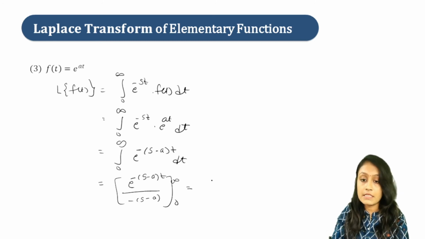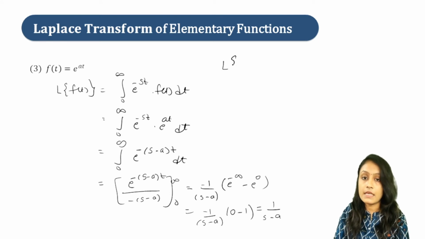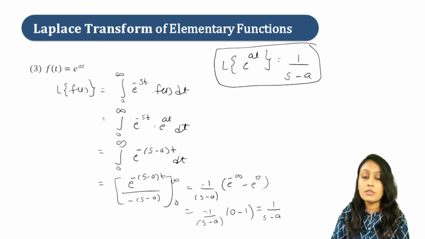Now this minus 1 upon s minus a we take outside, and just apply the limit. So e raised to minus infinity minus e raised to 0. Now e raised to minus infinity is 0, so we get 1 upon s minus a times (0 minus 1). Simplify this, and it gives 1 upon s minus a. Therefore Laplace transform of e raised to at is 1 upon s minus a. This is again a formula which we have to remember.